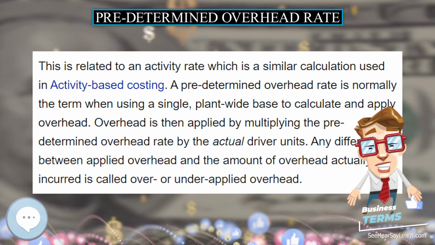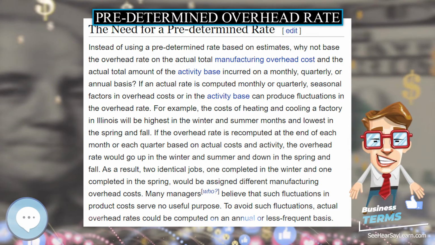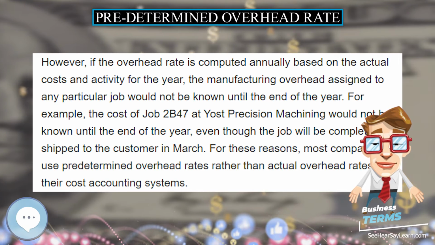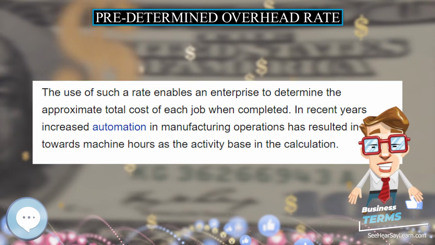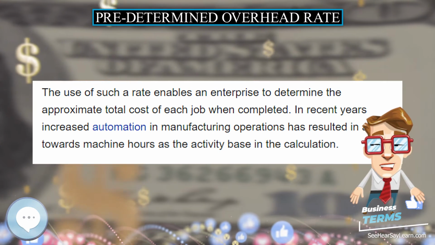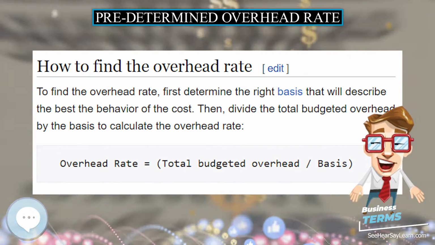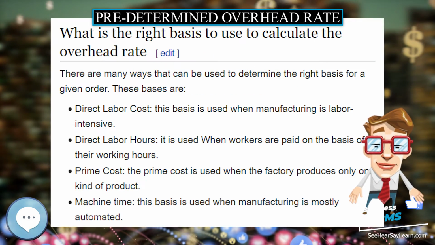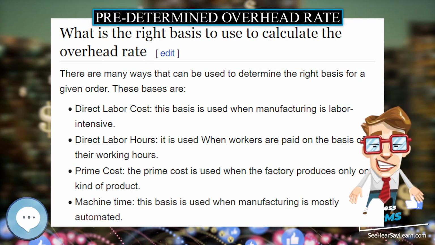For these reasons, most companies use predetermined overhead rates rather than actual overhead rates in their cost accounting systems. The use of such a rate enables an enterprise to determine the approximate total cost of each job when completed. In recent years, increased automation in manufacturing operations has resulted in a trend towards machine hours as the activity base in the calculation. How to find the overhead rate?